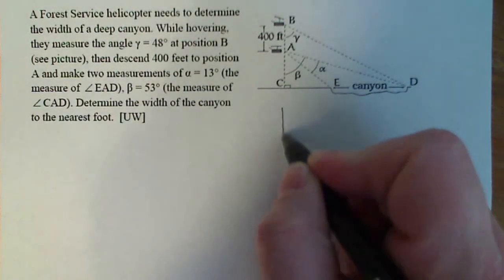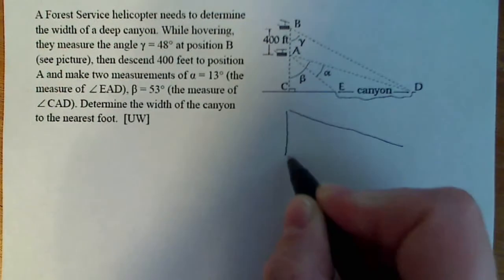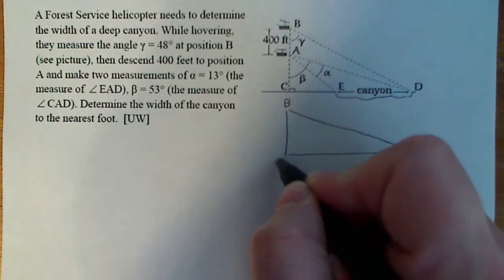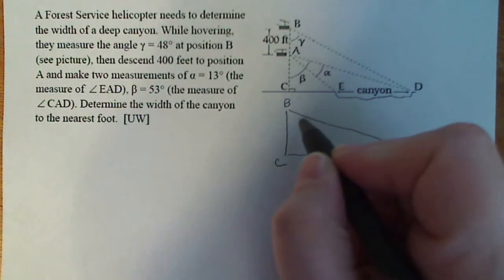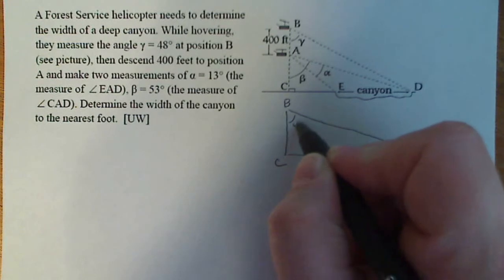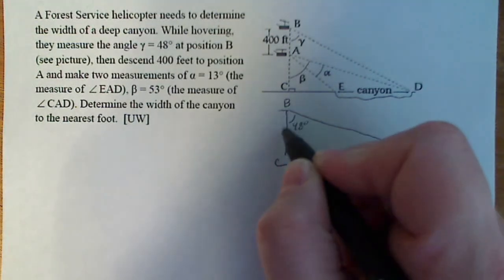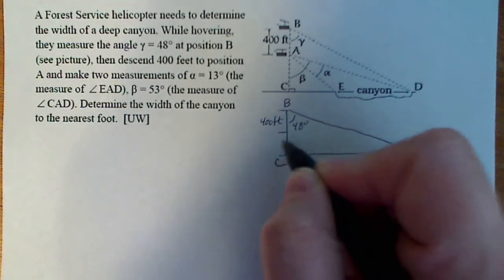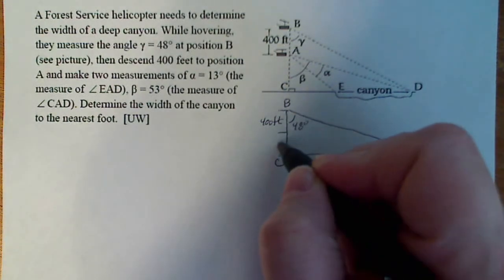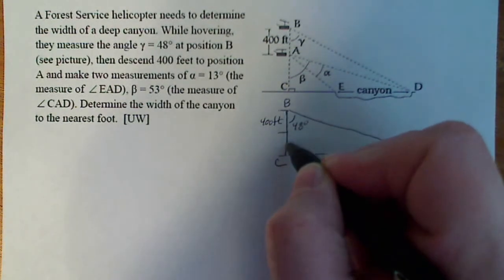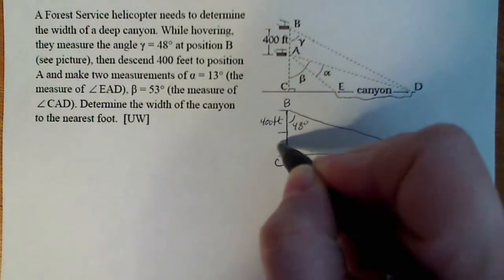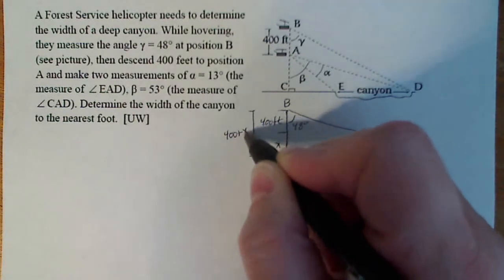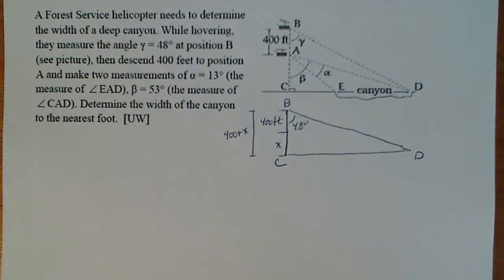Let's see, if I label the big triangle, this one's going to be BCD. I know that this angle here is gamma, which is 48 degrees. And I know there's this little short length right here that's 400 feet. This is an unknown length right here. I don't know anything about it. I know I need this whole length BC if I want to use the trig functions. So I'm just going to call it x. So then this whole length becomes 400 plus x. It may or may not help, but let's just see what happens.